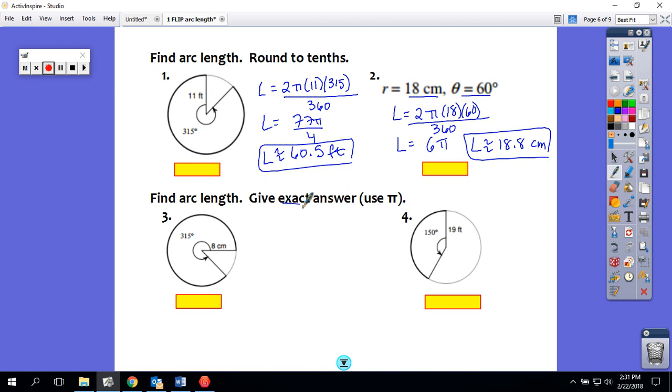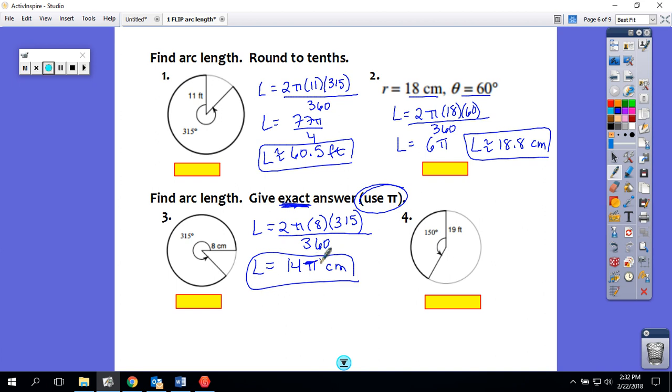Alright, now notice the directions here say the exact answer, and it says use pi. So what that means is we don't have to get the decimal, we want to leave it in terms of pi. So our arc length again, 2 times pi times the radius, which is 8, times our arc measure, which is 315 over 360. We'll punch that in the calculator. So 2 pi times 8 times 315 over 360 gives us 14 pi. That is the exact answer. Our units are centimeters, and that's all we have to do. We don't have to get the decimal.